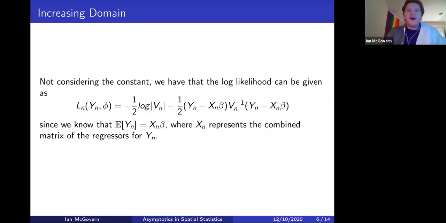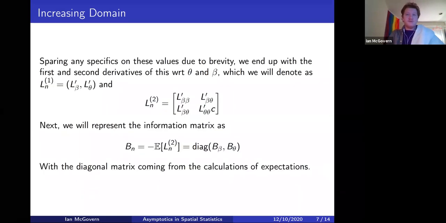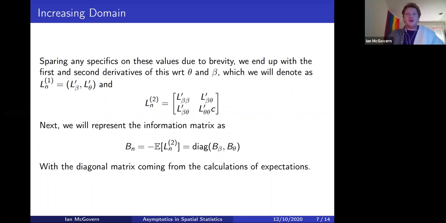I'm not saying phi right now. This is just a log likelihood. As you can see, we just have a log likelihood of a multivariate normal, noting that we have X and beta as our expected value. Next slide, please. Cool. Again, there's a lot of specifics to this, but basically we end up looking at both beta and theta separately. We have representations for the first derivative and the second derivative, so the gradient and the Hessian. Then we have the information matrix with diagonal blocks B beta and B theta, which again is just notation. Next slide, please.